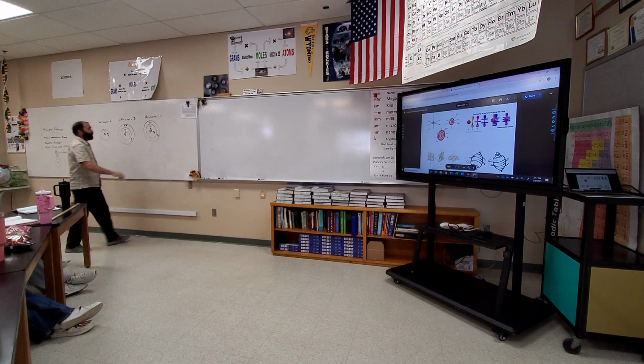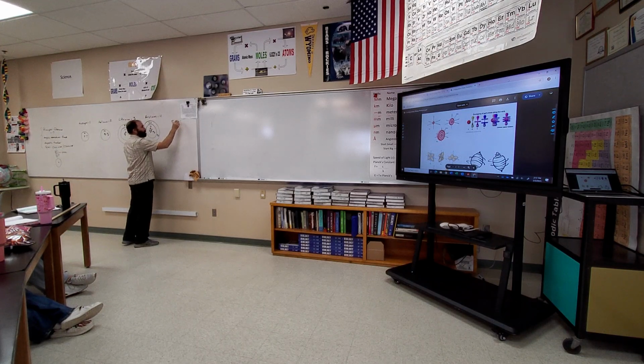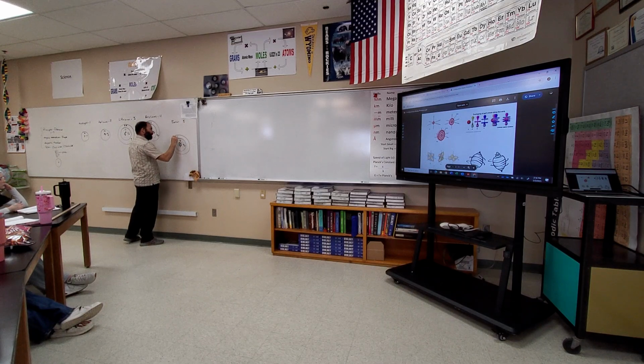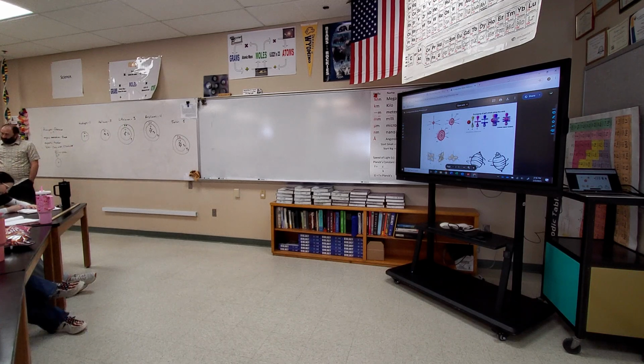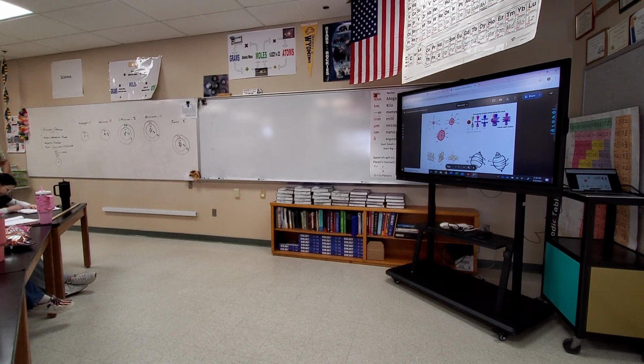So, when we go to boron, which has 5, the first 2 are going to be in the 1s. The next 2 are going to be in 2s. Okay, but, and we'll talk about this after you guys draw this, because I'm going to have you draw this.